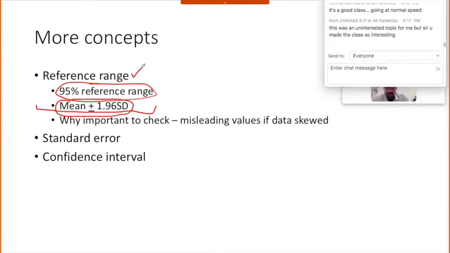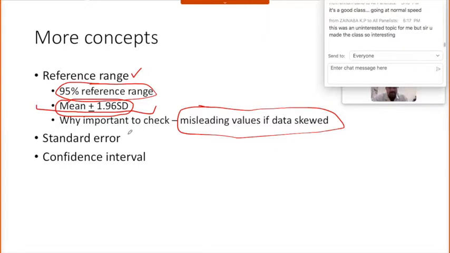Why is it important to check? Because it can be misleading if the data is skewed. Supposing you thought that the data was normal, but then you find that the level of HB is coming at -2. That means there is a problem. Either your data is skewed or there is a problem in some values which have been entered wrongly. That's why it's good to check the reference ranges.